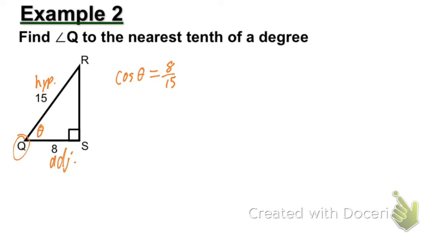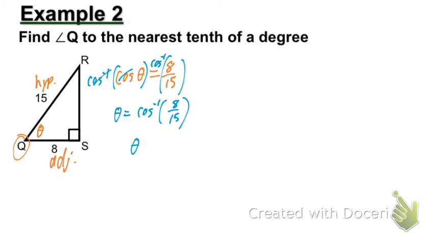Now here, are we solving for a side anymore? No. So what do we want to get by itself? Theta. So how do I undo cosine? The inverse of cosine. So I take the inverse cosine of both sides. So I have theta equals the inverse cosine of 8 divided by 15. I got a really big number. I got 57. So theta, or the measure of angle Q, is approximately what to the nearest tenth of a degree?